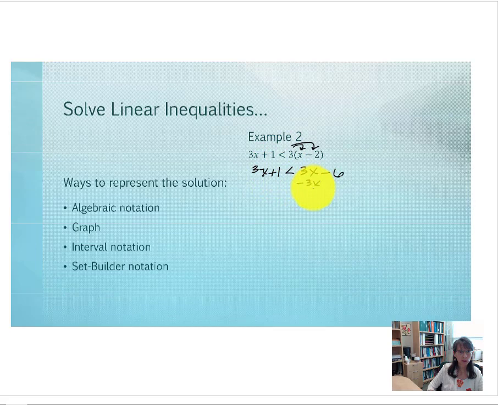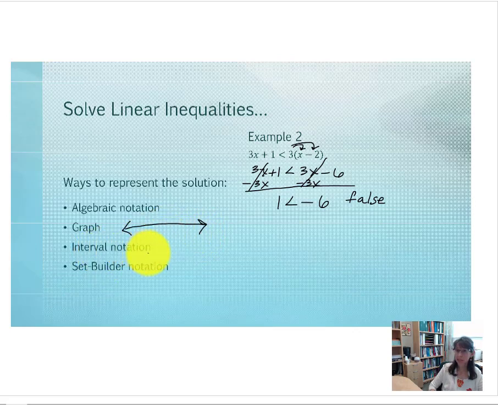So I will subtract 3x from each side of this inequality. It eliminates on the right side. Notice it also eliminates from the left. I'm left with 1 is less than negative 6. Is 1 less than negative 6? No. So when you end up with a false statement, notice we don't have a variable remaining, so there's no way to write the algebraic notation. There isn't any. For the graph, if there are no solutions, you can draw the number line, but shade nothing.